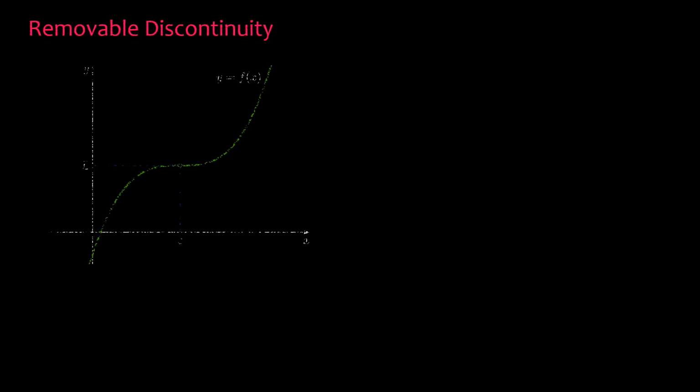There are two types of discontinuity. Removable discontinuity. It is a discontinuity that can be removed by redefining the value of f at the point of discontinuity. For example, if f has a hole discontinuity at x equals c, redefining f of c such that it is equal to the limit of f of x, as x approaches c, removes the discontinuity.